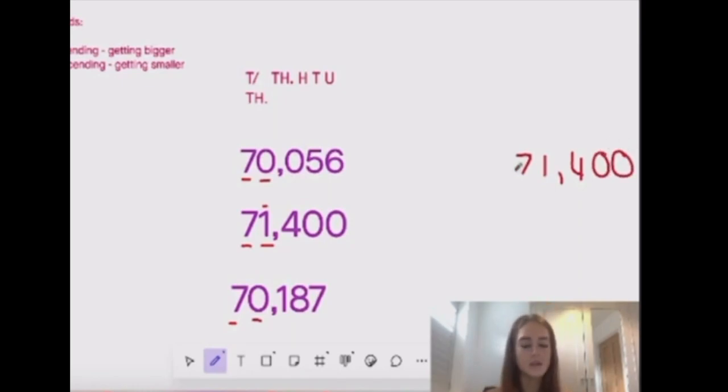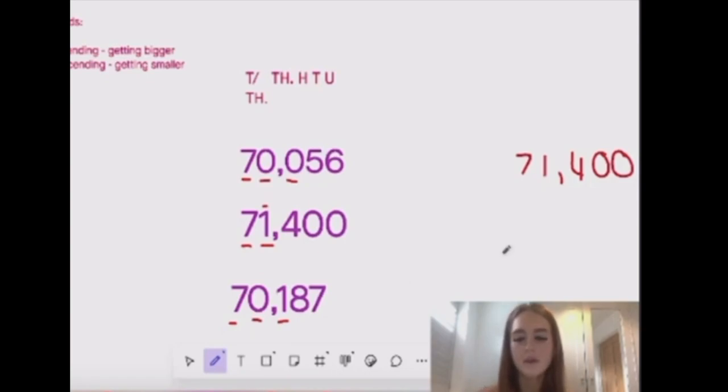Okay, so then we'll just move on to the next column. 70,056 has nothing in the hundreds column, it has a 0. And 70,187 has 100 in the hundreds column. Therefore, we know it must be at least 100 bigger and is therefore the bigger number.